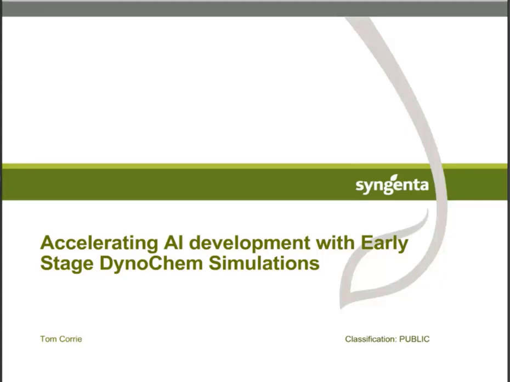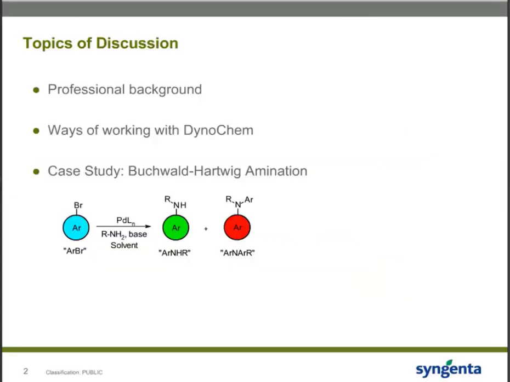So what I'm going to be talking about today is first of all a bit of a professional background, so where I sit within the company, then move on to the ways of working with Dynochem, so sort of our strategy in using Dynochem, and then finally the application of that in a case study. And that case study is going to be a Buchwald-Hartwig amination, but the learnings that we have for this are general across many catalytic reactions.